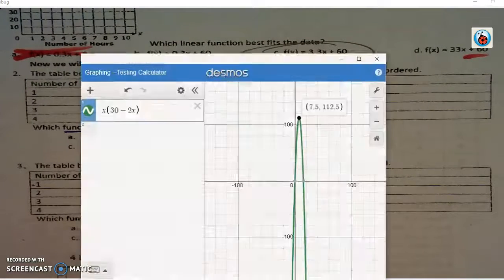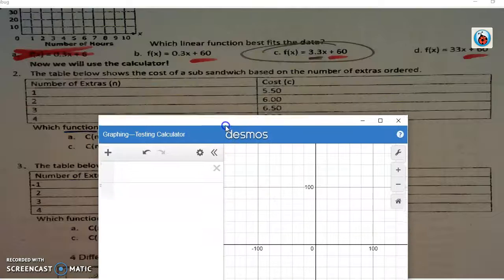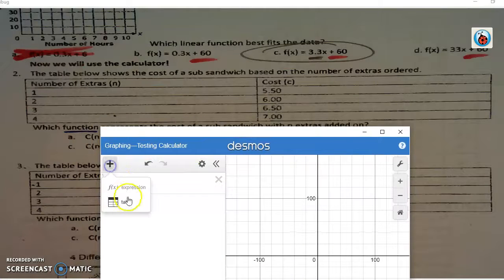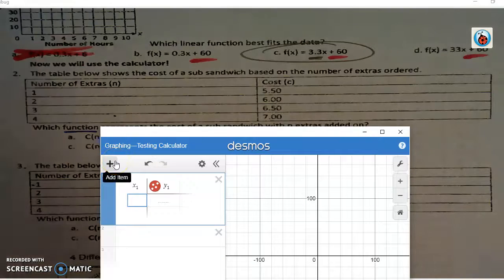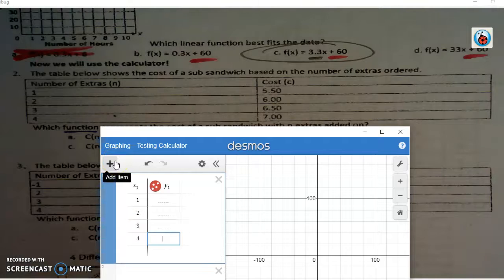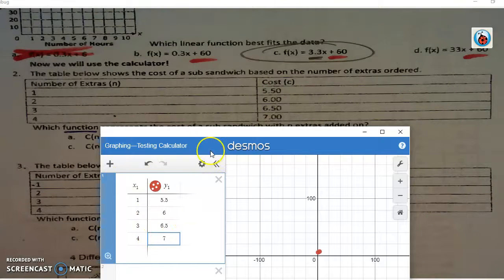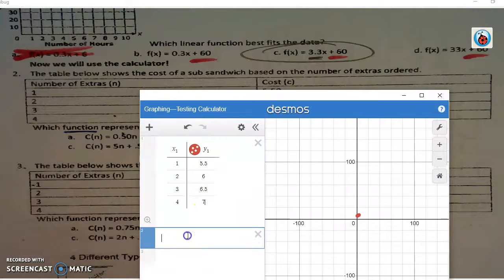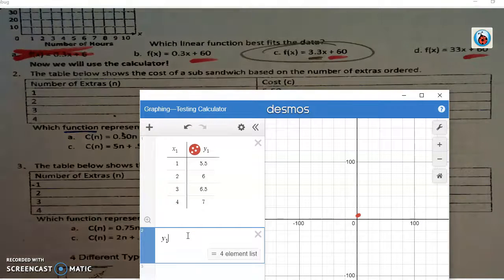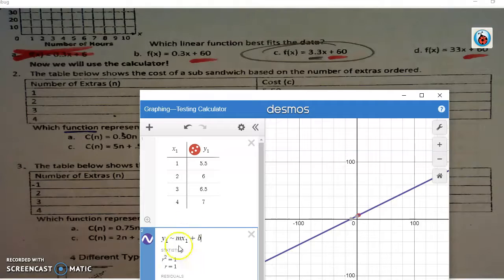You go to Desmos, and you click the plus symbol right here. Click the plus, and then you click the table. And you're going to put in your x values, 1, 2, 3, and 4. And your y values are 5.5, 6, 6.5, and 7. And then you want a linear regression. So you're going to click another line right here, and you're going to type y1. You just type a regular 1, and Desmos will make it a subscript. So just type y1, tilde, that's up in the left-hand corner of your keyboard, mx1 plus b.